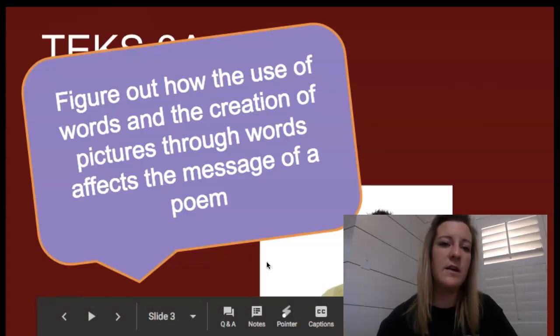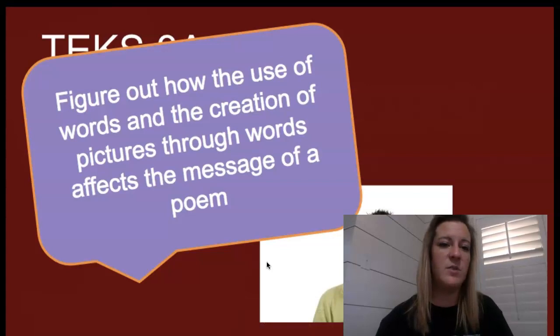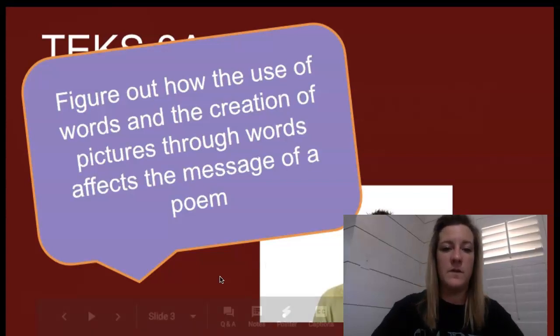So we're figuring out how the use of words, which is diction, and the creation of pictures through words, which is imagery, affects the message of a poem. Okay?